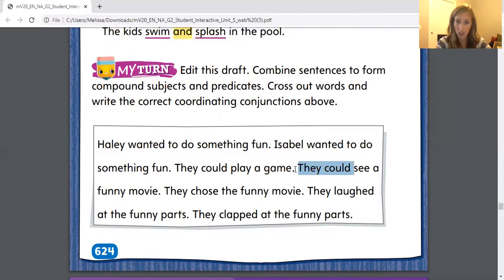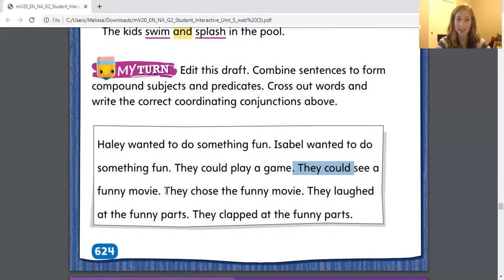So you know what? Shouldn't I cross all of this out? They could play a game, cross out the period, and they could. And we want to say they could play a game or see a funny movie. I think that makes more sense because we need to make sure we're not repeating ourselves. So just to be clear, you need to cross out the period and cross out they could and replace it with the word or. They could play a game or see a funny movie. That sounds best to me.